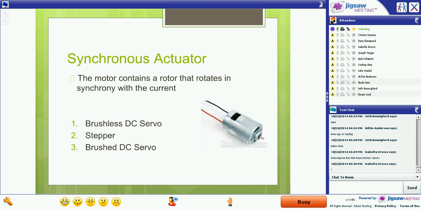So in a brushless DC servo actuator, the rotating poles have magnets with opposite polarity, so it allows and causes the rotor to spin. Advantages of a motor like this is that they are very quiet. They last a long time because the magnets don't wear out. They are very efficient. They do not use a lot of energy.